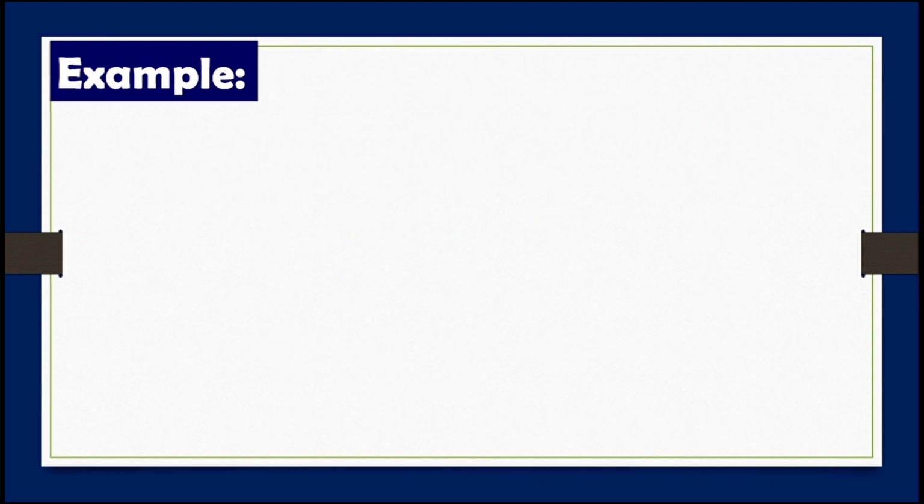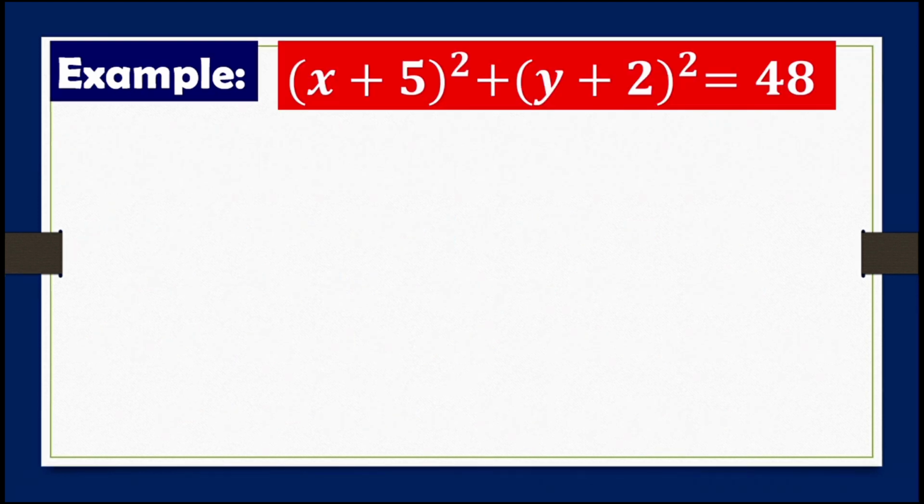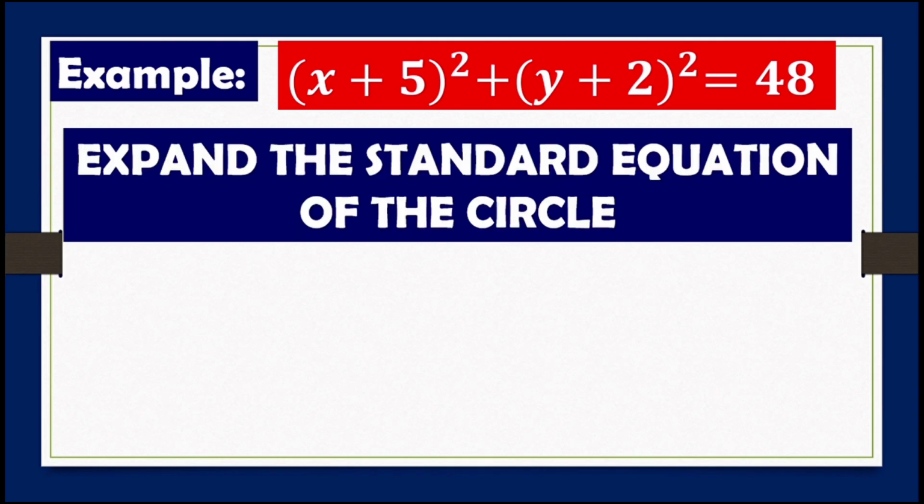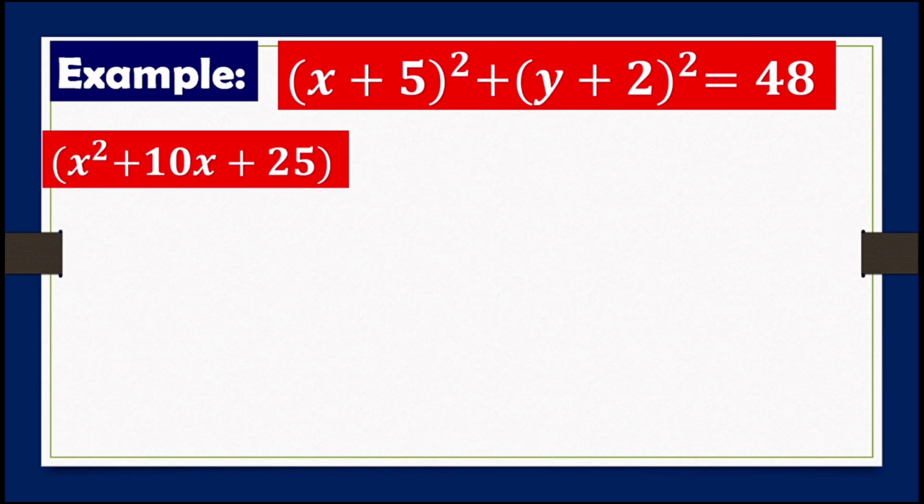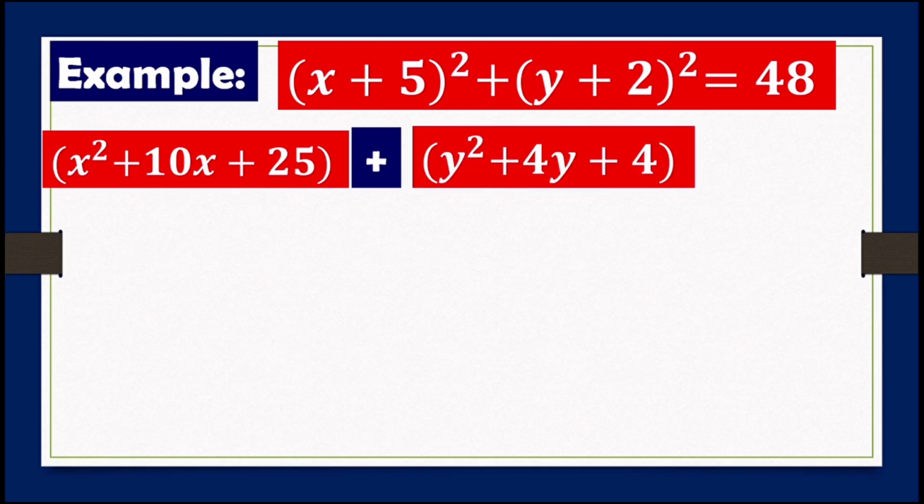This time, let us write (x + 5)² + (y + 2)² = 48 in the general equation of the circle. First, expand the standard equation of the circle. This means (x + 5)² can be written into a perfect square trinomial which is x² + 10x + 25, while expanding (y + 2)², that is y² + 4y + 4. Again, copy the right side of our equation which is 48.